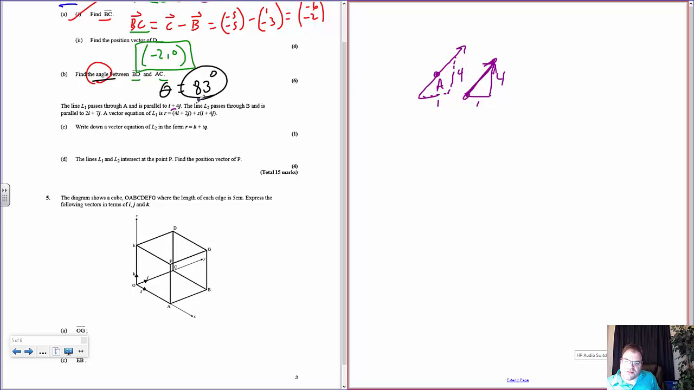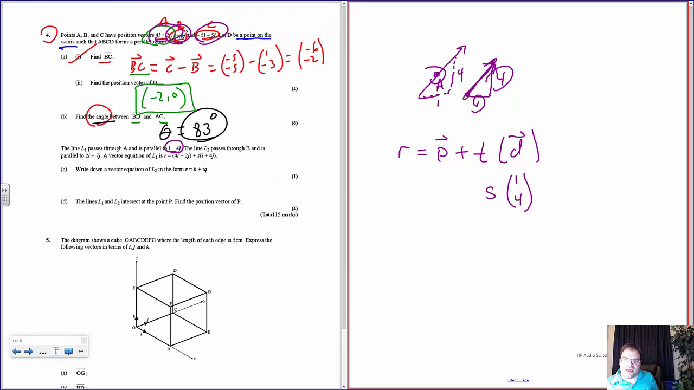So they're giving you the direction by saying it's parallel to that one, because if it's parallel to that one, it has the same direction as that one. So remember, vector equations of lines are written as point plus some scalar times direction. They are telling me the direction is 1 and 4. That's what they're telling me right here. Okay, and they're calling the scalar S. And then the point is just the point A, which I already know from the question. It's 4 and 2.